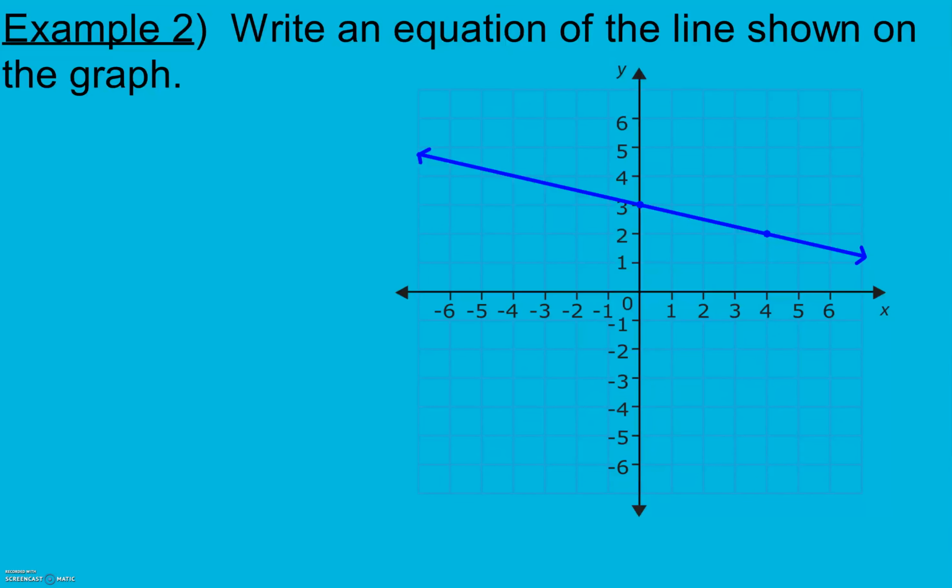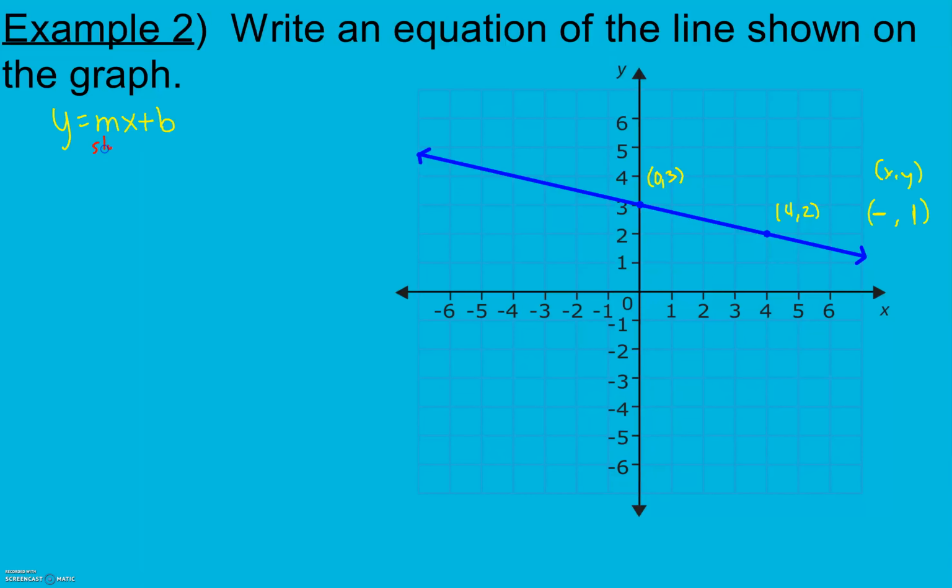In example 2, we're going to write an equation of the line shown on the graph. So here we have 2 points. Okay, our point here is at 0, 3, and our point here is at 4, 2. Remember, it's always x and then y. So it's always our left and our right, and then our up and our down. So here with my 2 points, I'm still going to plug into my formula, y equals mx plus b. It's my slope-intercept formula.